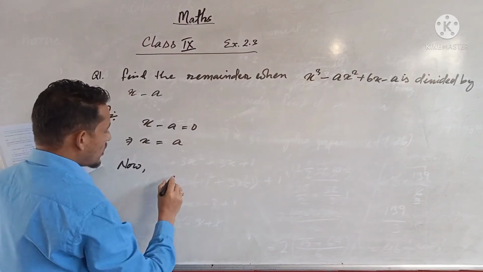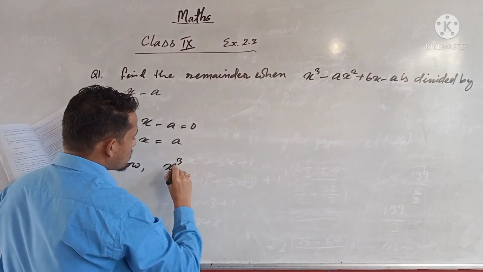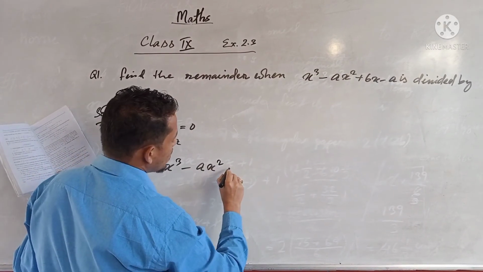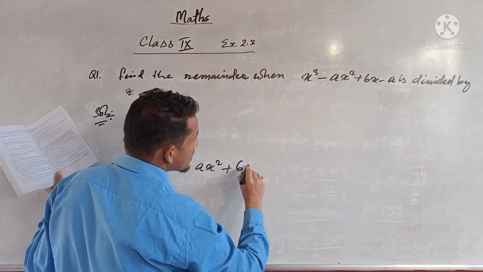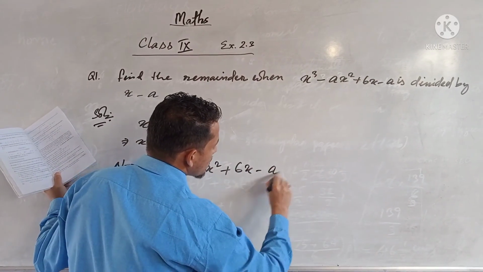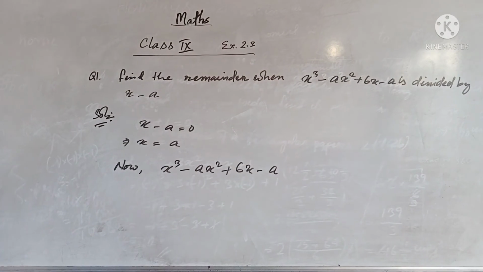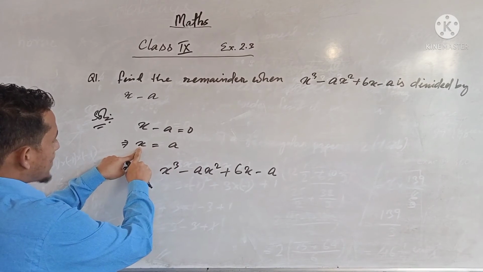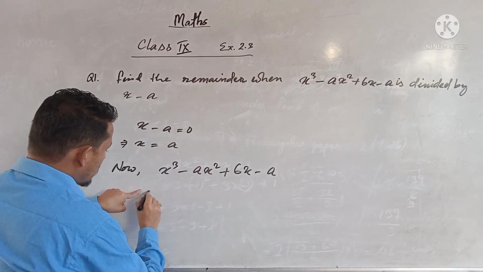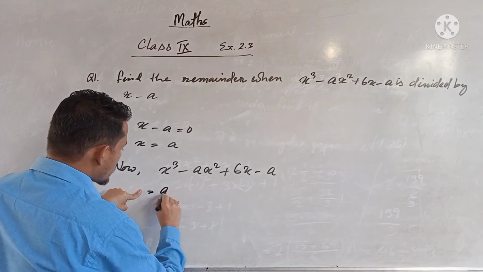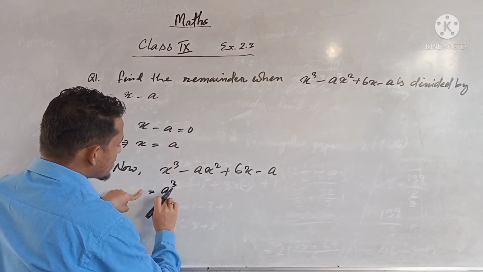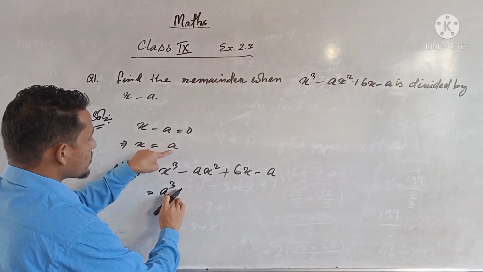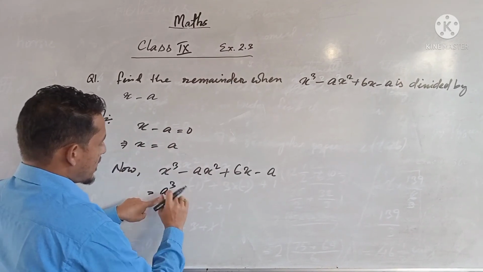Then now you bring this polynomial, that is x cube minus ax square plus 6x minus a. So what you will do? Instead of x you can put a now, because the value of x is a. X cube means a cube. See, I am using this value, x equals a, so instead of x it will be a.